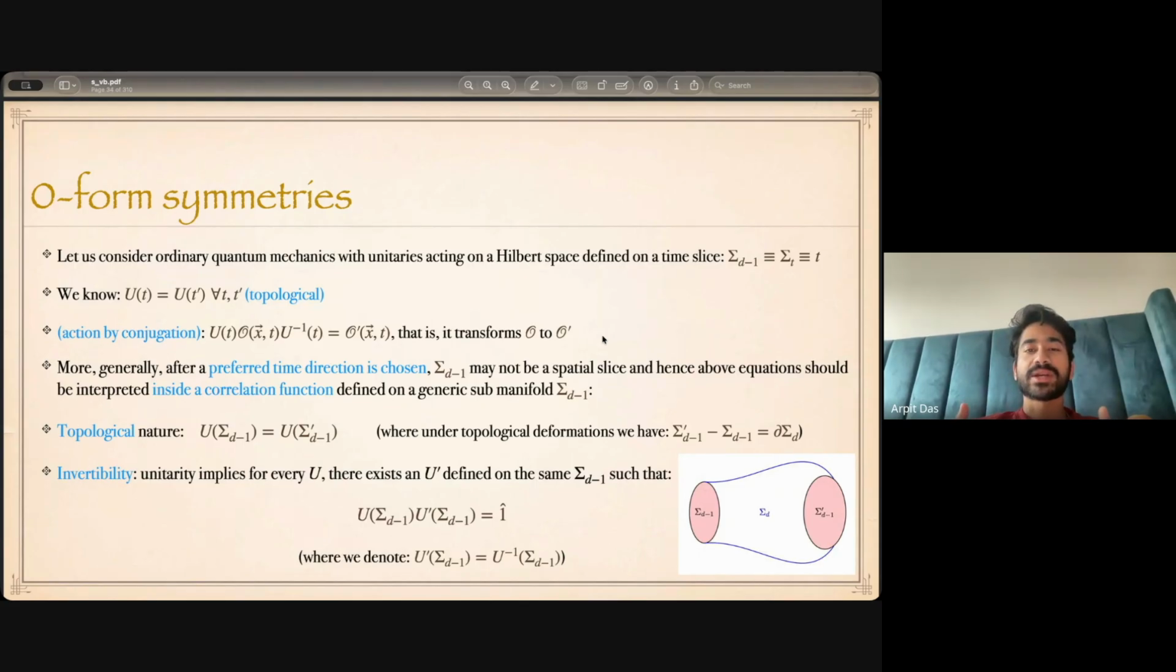Okay. So whatever I'm calling topological, for you these things commute with the Hamiltonian, and hence they are time translation invariant and such things. I'm just trying to present it in a way that will generalize to the notions that we will see quite soon.